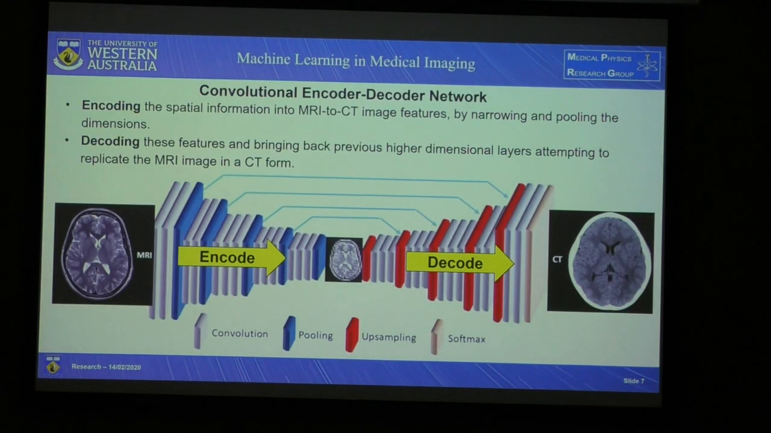So the first type of machine learning architecture which we can use is what is called a convolutional encoder-decoder network. Firstly, we input the MRI image into the network, and then we encode the spatial information into MRI to CT image features by narrowing and pooling the dimensions, as we can see by these alternating convolutional and down pooling layers. Once we have these MRI to CT features, we can then decode them and bring back previous high dimensional layers in an attempt to replicate the MRI image in a CT form. This type of architecture is also known as a UNet.